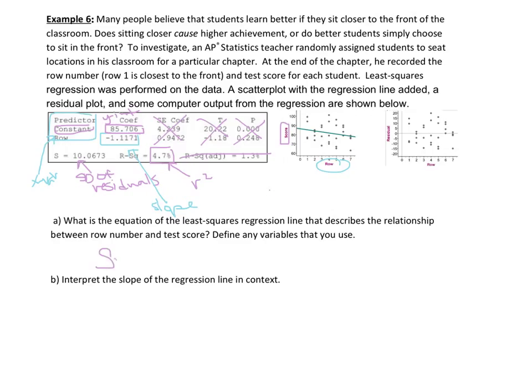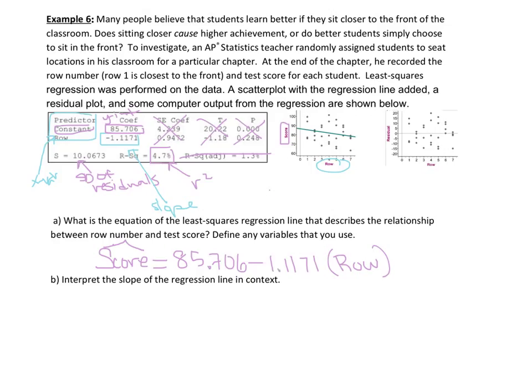So my score is my y. Remember that your y is going to have a hat because it's predicted. So score hat is going to be equal to my y-intercept, which I said was 85.706, plus, and I'm actually going to change it to minus because my slope is negative. So it'll be minus 1.1171 times my x variable, which is rho. So that's my equation.